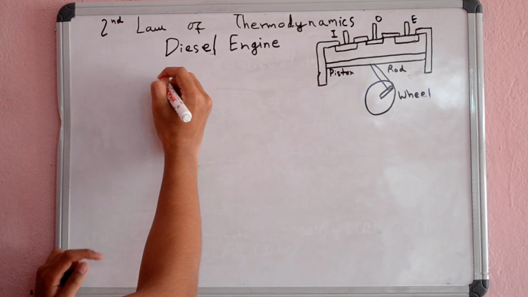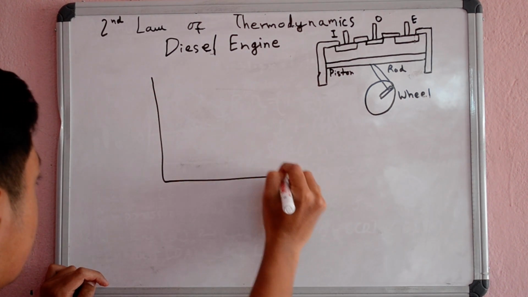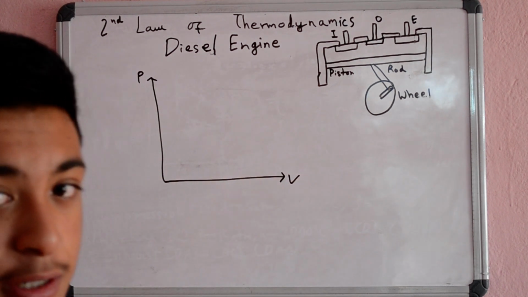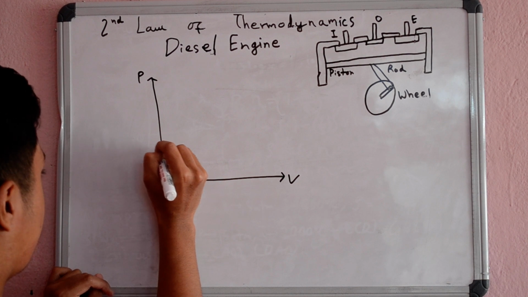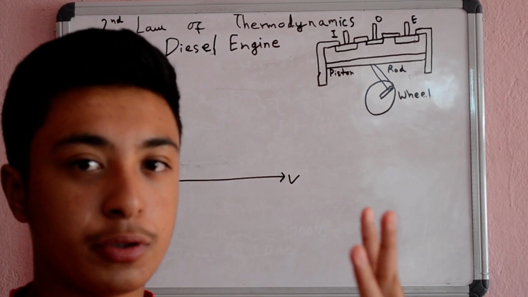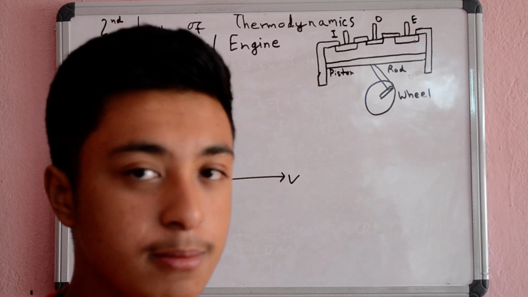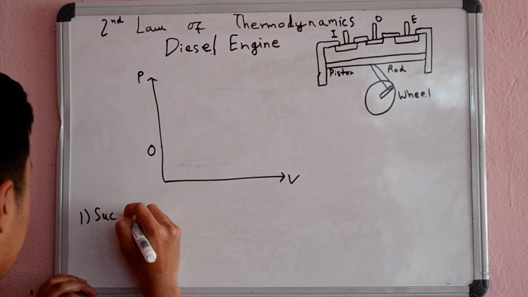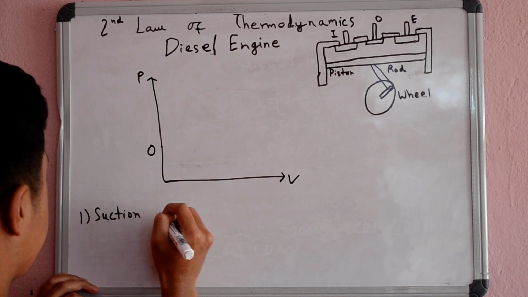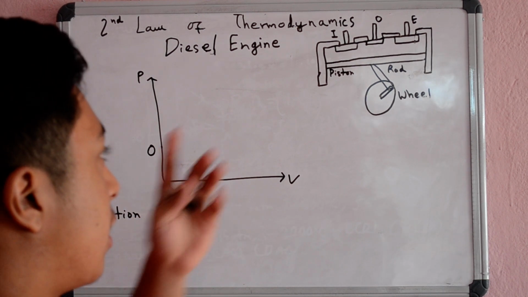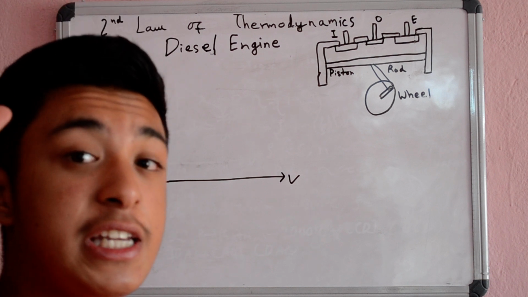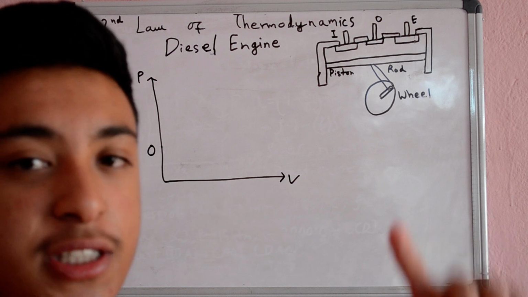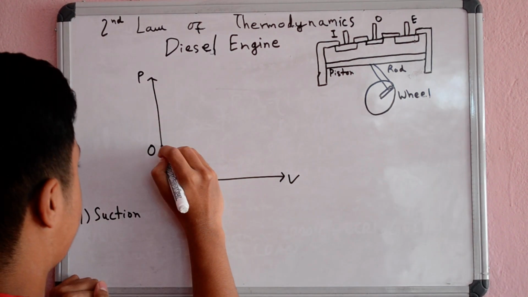So I'll be drawing the diesel cycle graph. If you understand this graph, then it will be very easy for you. It is also a 4-stroke engine with the same stroke names as that of the petrol engine. So first of all, we have the suction stroke. Here again, the inlet valve opens, only air gets in and the piston moves outwards, thus there is an increase in volume at constant pressure.